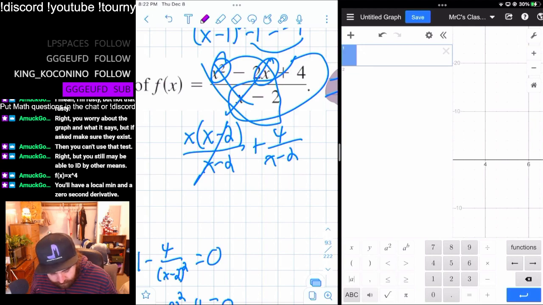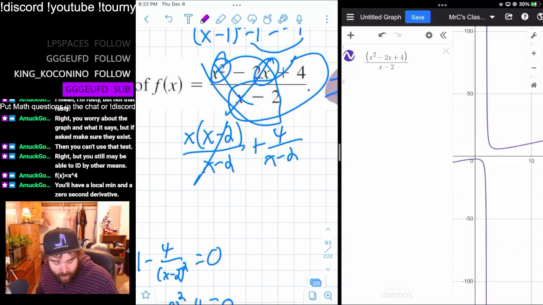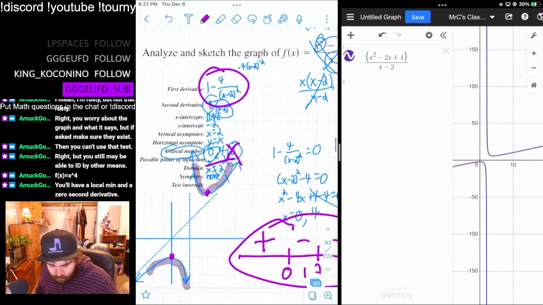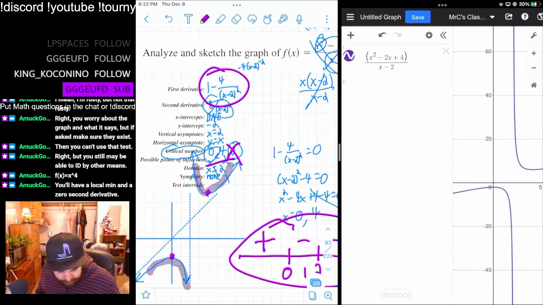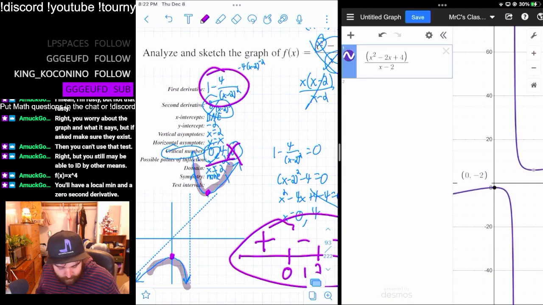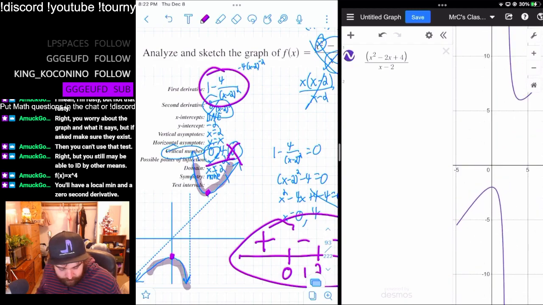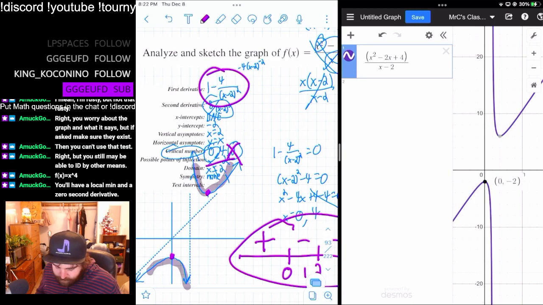I don't need to confirm my derivatives. x squared minus 2x plus 4 divided by x minus 2. And is that exactly what we did? It is. In a way, at least. Doesn't look like it is, but that's what we did. We got all the key parts of it. It's easier. It looks more like what we did when you stretch it out like that.